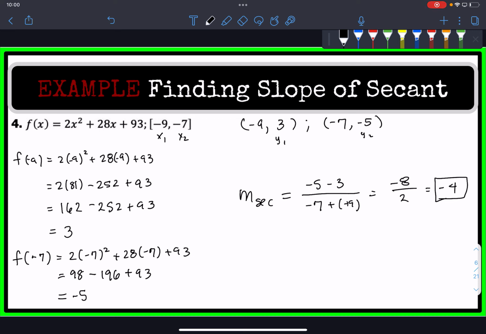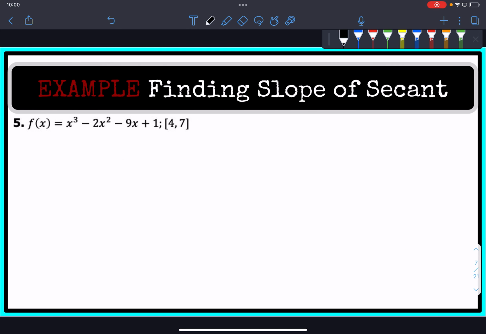Let's go through a couple more examples again. On this example, same thing. We have 4, we need the y2 value. We have 7, we need our y1, I'm sorry, this is going to be our y2, and then we can figure out the slope of our secant. So really, more than anything else, it's knowing how to evaluate our functions properly.